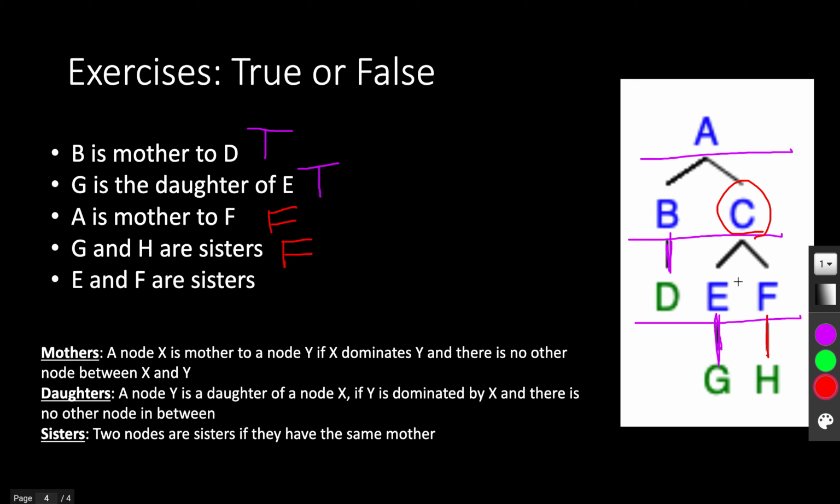If we turn to our last statement, it is that E and F are sisters. And again, I think hopefully you're starting to see these things intuitively. C dominates both of them, and there are no nodes that intervene between C and E and C and F. So that means that C is the mother of E and the mother of F, and that means that E and F are sisters. So this statement is true.